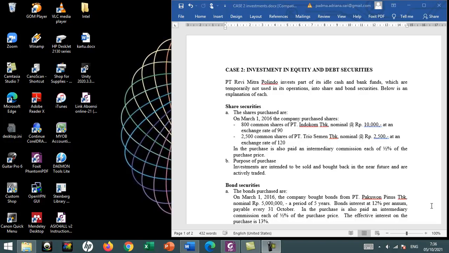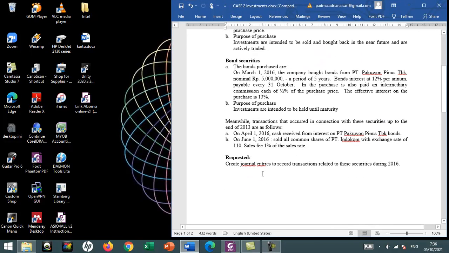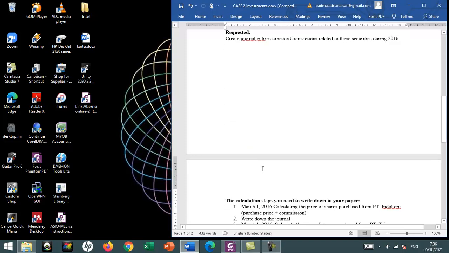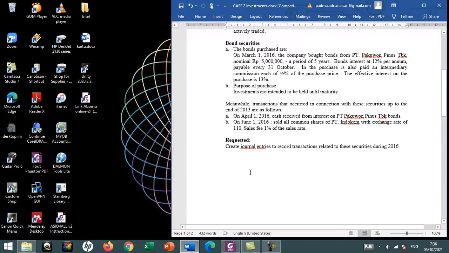Today I want to discuss case 2, investment in equity and debt securities. PT Revi Mitra Polindo is investing in share securities and bond securities. They're using their money to buy the securities, and you need to make a calculation and journals to record the transaction related to these securities in 2016. I already put calculation steps for you to write down in your answer.